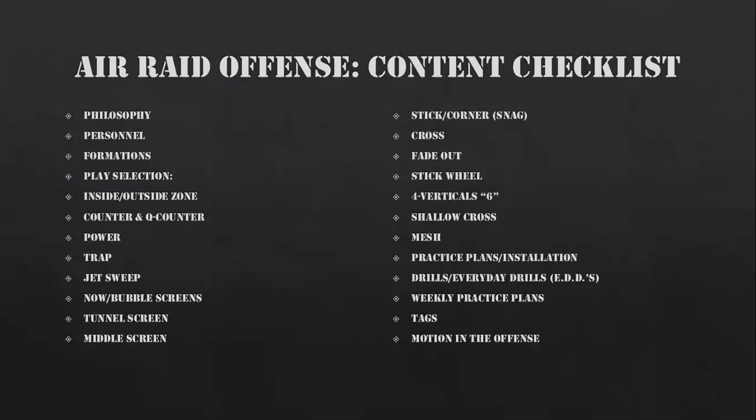Our power play, our trap, the jet sweep. We have now and bubble screens. We're going to talk about the tunnel screen and the middle screen as well. Then we're going to get into some of the quick game as far as the stick and corner, or in other words, snag. We're going to talk about cross, which is another word for Y cross, fade out, stick wheel, the all famous 4 verticals or 6 that was made famous by the air raid, the shallow cross, as well as the famous or infamous mesh concept.